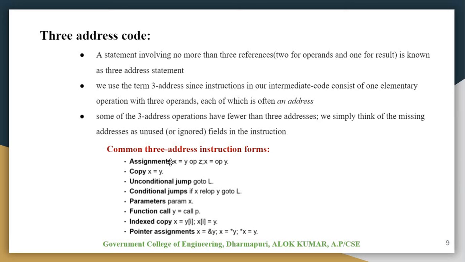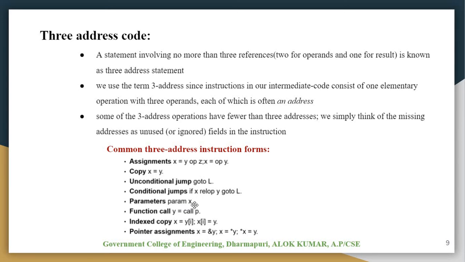So here we can see common three address instruction forms, like assignment. We can write x equals y operator z, or x equals operator y. This one is binary and this one is unary. Copy: x equals y. Unconditional jump: go to L. For conditional jumps: if x relational operator y, then go to L. If this condition is true, then we will go to L.